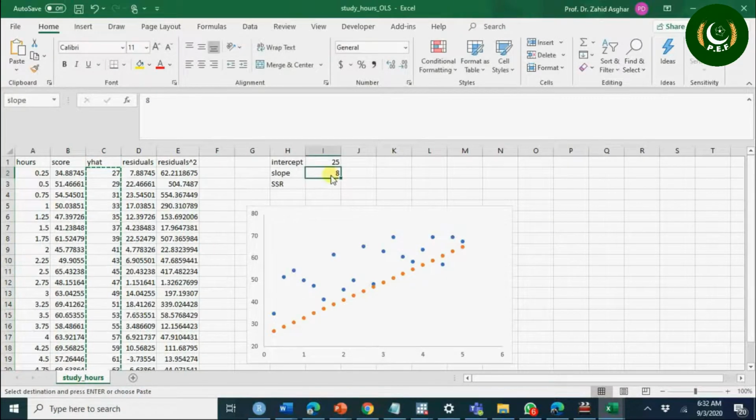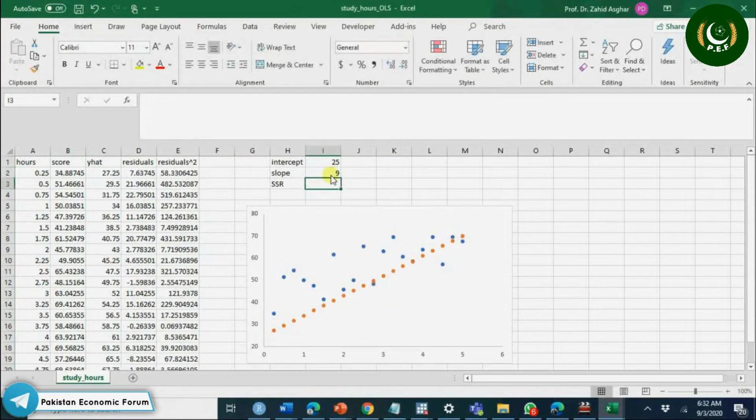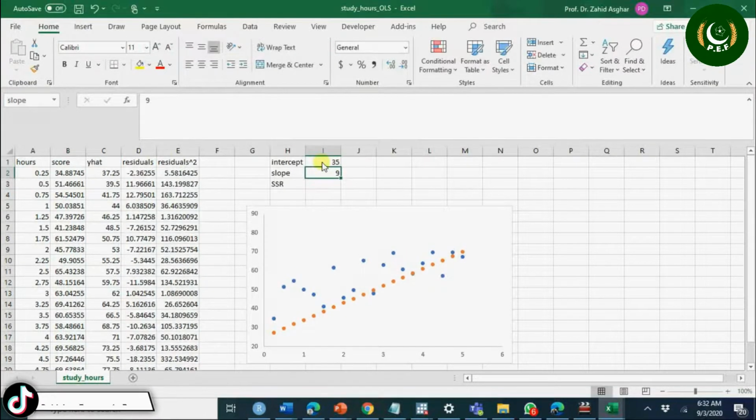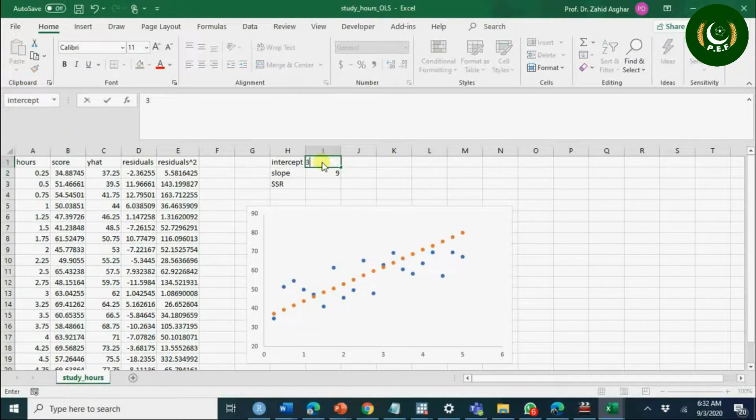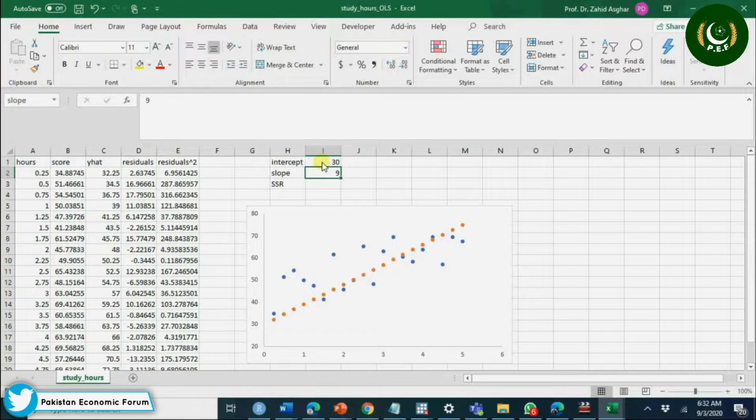If I take it 9, what happens? Okay, it improves a little bit. If I take it 35, okay, it goes a little bit above. If I take 30, okay, now what values of A and B should be taken so that this line passes through the blue points as close as possible? This is the concept of minimizing the sum of squares, fitting a best line.